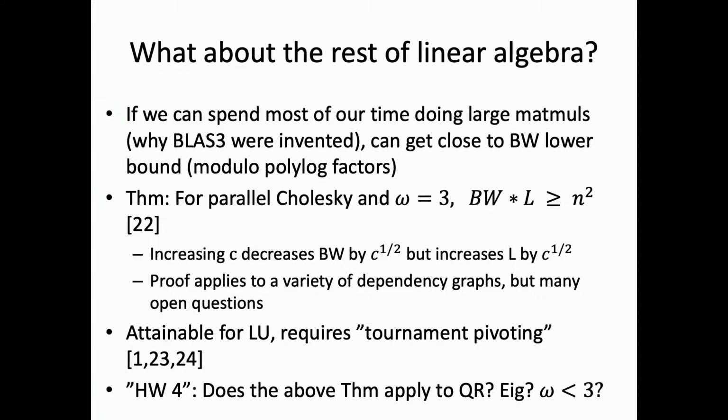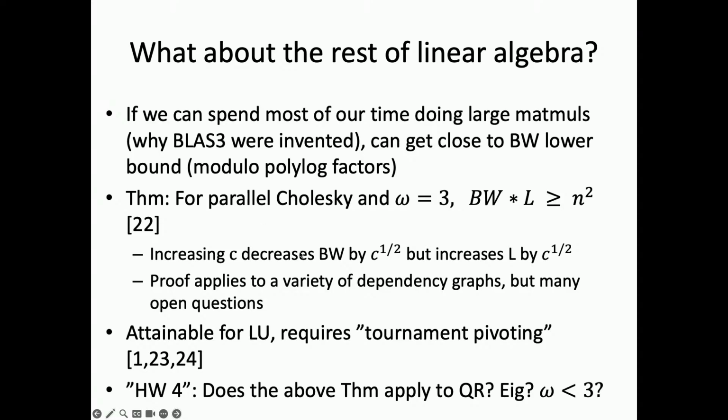So what do you do when you can't write the algorithm that you want? You prove a new lower bound. And the new lower bound says the product of the bandwidth and the latency for Cholesky in parallel is lower bounded by n squared, no matter how you organize it. So that means that if I increase C, I can decrease the bandwidth by a factor of C to the 1/2, as I showed, but you have to increase the latency by C to the 1/2. So that's a separate lower bound that applies to these algorithms because of the dependency structure.